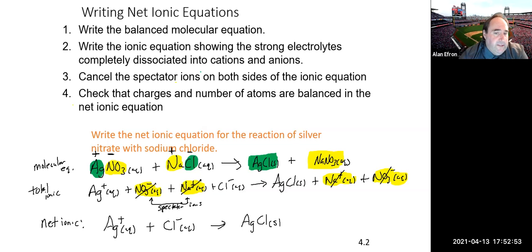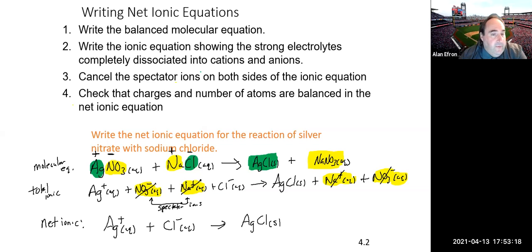Now, a question that some people might have is, how do you know what's going to be solid, what's going to be aqueous? And that's a good question. So let's talk about how you actually can predict what is going to make a solid, perhaps what might not make a solid. And what helps us do that is what's known as solubility and solubility rules.